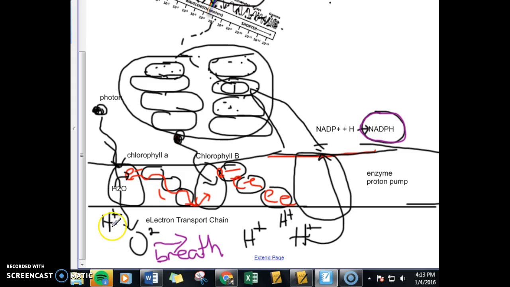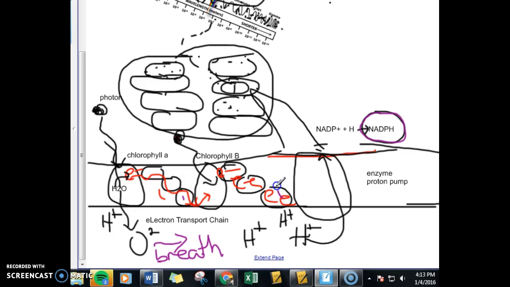And H pluses. And then those H pluses, so H pluses and electrons, right? So this is hydrogen. And hydrogen just becomes high in concentration right here, right? And the electrons get bumped off and whee, down the electron transport chain. They excite chlorophyll B. That has photons hitting it too, so it's doubly excited. Whee! And it's donating all this energy.